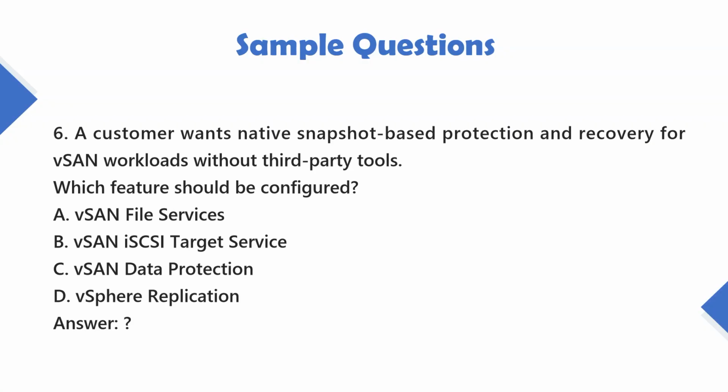6. A customer wants native snapshot-based protection and recovery for vSAN workloads without third-party tools. Which feature should be configured? A. vSAN File Services. B. vSAN iSCSI Target Service. C. vSAN Data Protection. D. vSphere Replication.